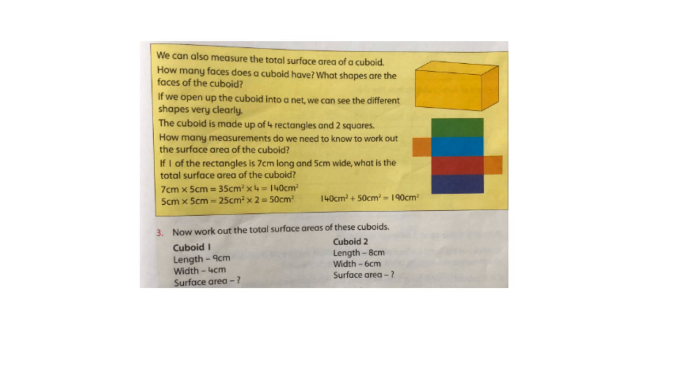So let's write these measurements into our cuboid. The length from here to here, we are told, is 7 centimeters. So let's write in 7 centimeters for this top rectangle here. And the width is 5 centimeters, so let's write in 5 centimeters here for the width. Good stuff. Now we can calculate the area of this rectangle.